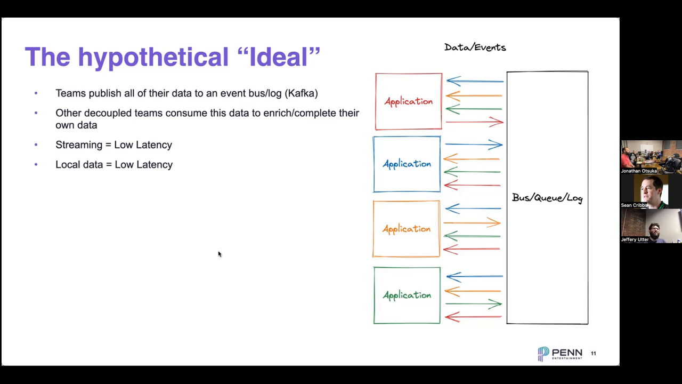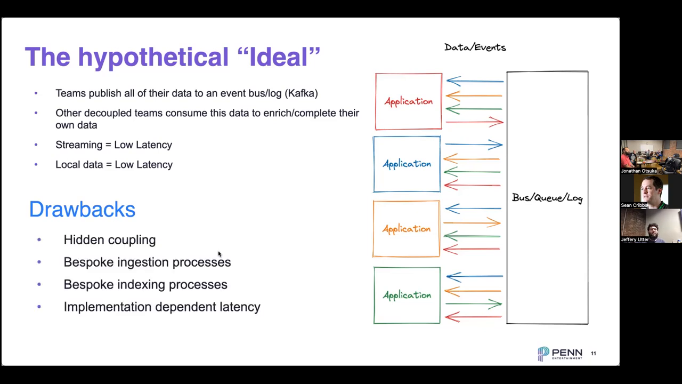They maybe suck it into their own database and write it to their own database. And it's streaming, so it's low latency, and the data is now stored in everybody's application, so it's fast and nearby and low latency. But there's a lot of drawbacks that they don't tell you when you start thinking about these kinds of systems. Number one, there's a ton of hidden coupling, right? If team A that's publishing that data all of a sudden changes their schema and somebody was depending on that downstream, well, now you have a problem.